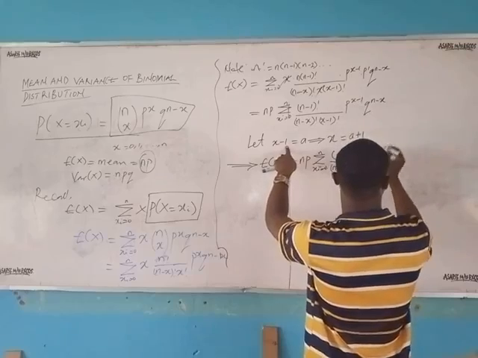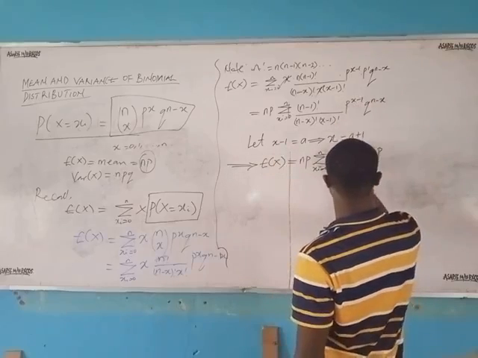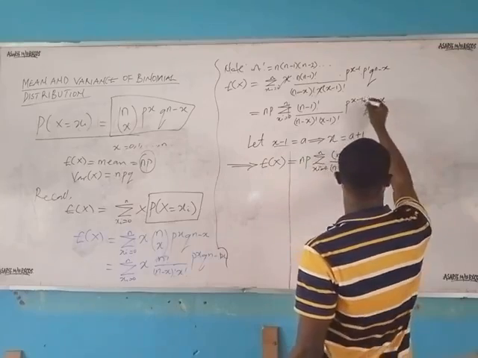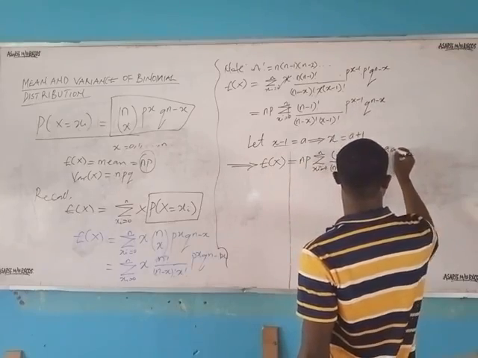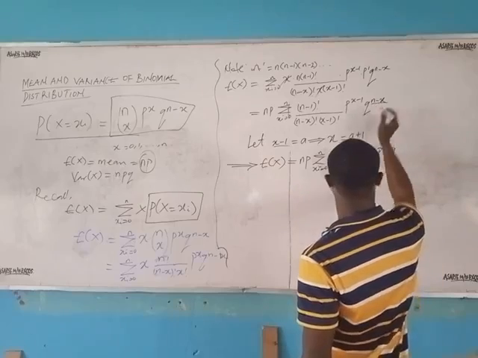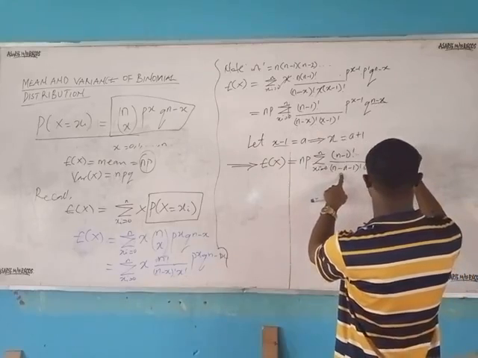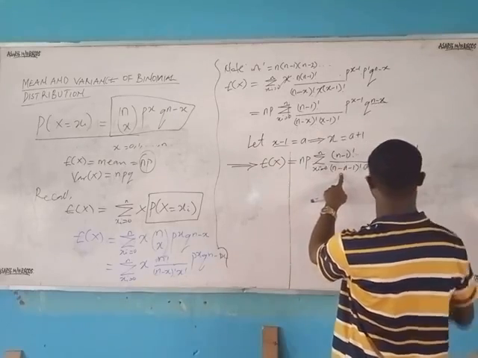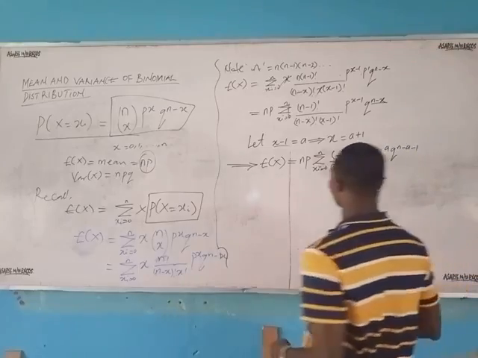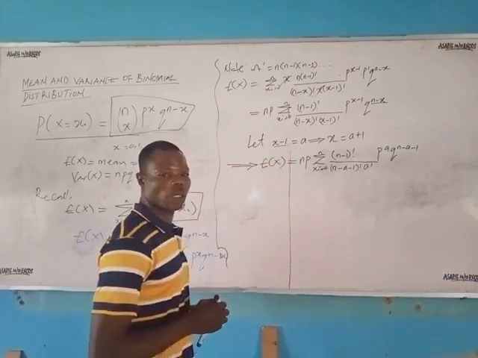Then p raised to the power of a. Instead of writing this, we write a. Then q raised to the power of what is here, the same thing as what is here. So we are having the value here as n minus a minus 1. So our work is almost done.